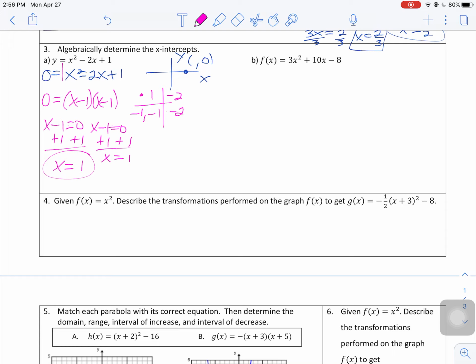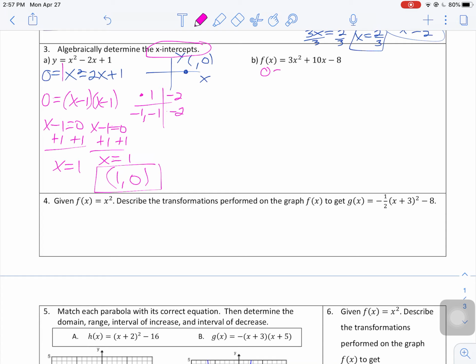Looking at, it says x-intercepts. So let me back that up real quick. Let me not circle x equals 1. This is why I'm always constantly double checking things. So if it asks us specifically for x-intercepts, we want to write our final answer as an ordered pair x comma y. So do 1 comma 0 instead of just stopping and leaving it x equals 1 like I almost did. Looking at part B, f of x is the same as y.